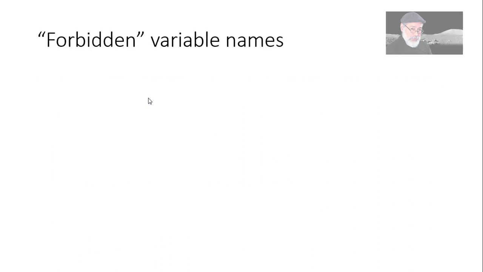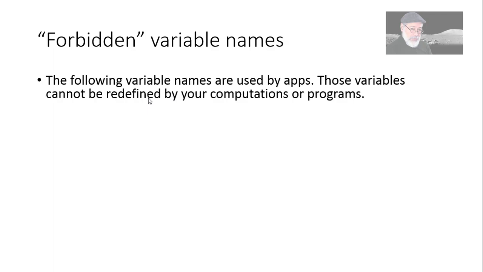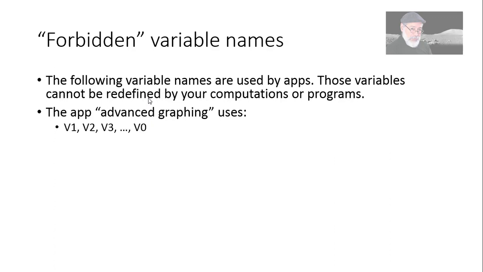There are also other variable names that are forbidden for your proper use. The following variable names are used by apps. Those variables cannot be redefined by your computations or your programs. The app Advanced Graphing uses variables V1, V2, V3, all the way to V0, and that gets in the way of electrical engineering solving for voltages in nodes 1, 2, 3, 4. Normally we call those V1, V2. Well, we'll find some other way of naming those voltages.